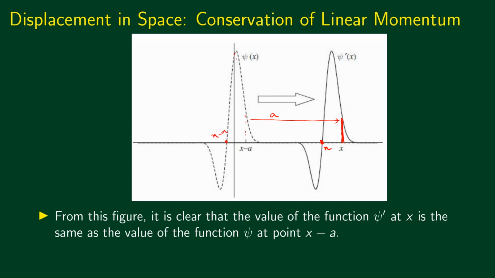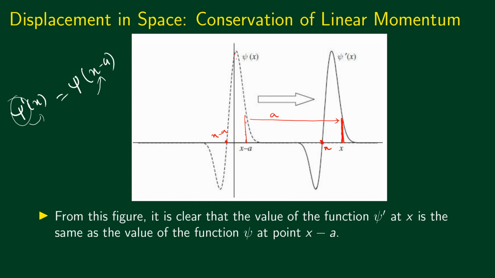So we can write this statement like this. The height of the translated function at the point x is the same as the height of the untranslated function at the point x minus a. Or in other words, the value that the translated function assigns to the point x is the same as the value that the untranslated function assigned to the point x minus a, which is in this case just the height of this function at that point.